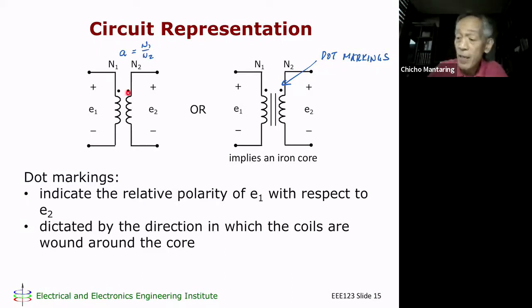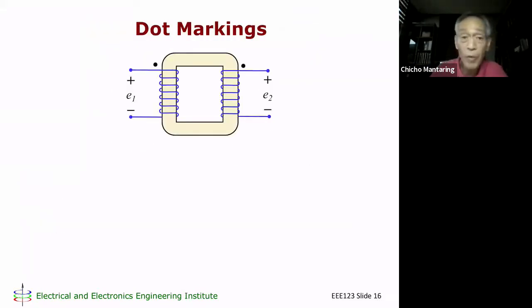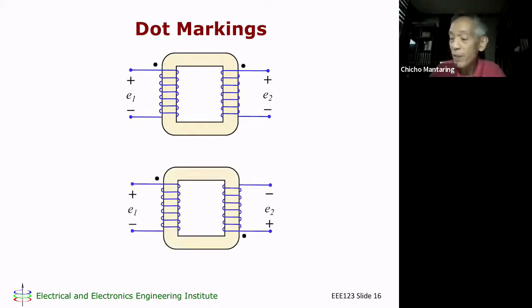Okay, the dot markings are dictated by the way the coils are wound around the core. No? In other words, if this is the way I wind my winding, so dito it is wound dito clockwise, no? Dito it is wound counterclockwise. So dun sa left it's clockwise, dun sa right it's counterclockwise. Ito yung magiging dot markings ko. On the other hand, if I wind it this way, if I wind this way and this way, ito yung nagiging dot markings ko.